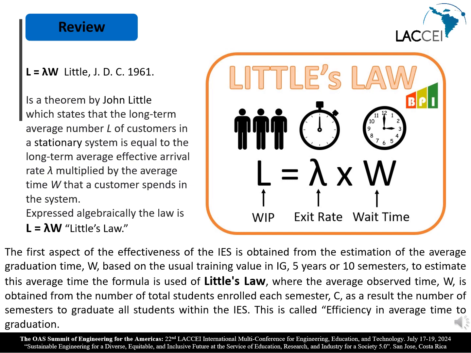The first aspect of the efficiency of the IS is obtained from the estimation of the average graduation times, in this case W, based on the usual training value in engineering, in this case 5 years or 10 semesters. To estimate this average time, the formula used is Little's law, where the average observed time, W, is obtained from the number of total students enrolled each semester. C is the result of the number of semesters to graduate all students within the IS. This is called efficiency in average time to graduation.